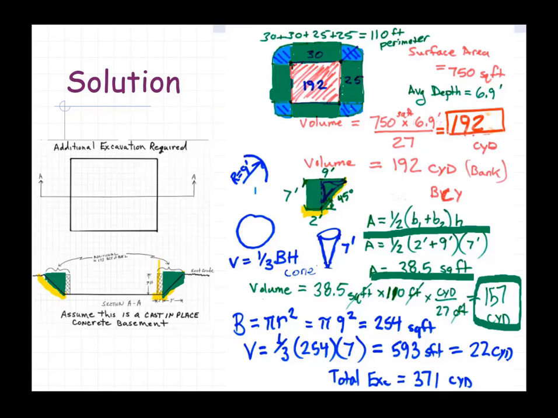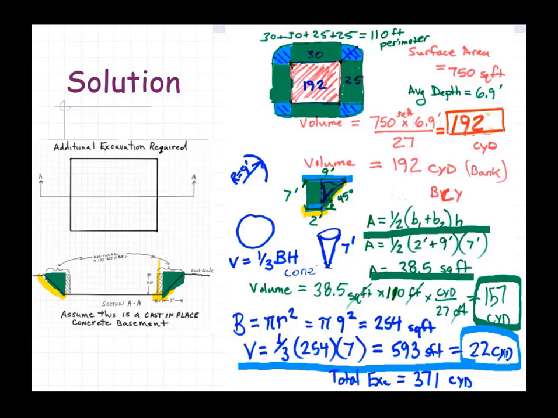So the corners we're going to treat like a conical shape, or a cone. The radius of this cone is 9 feet. That's the dimension that we're over-excavating, 2 feet plus another 7 feet per the depth gives us a 9-foot radius. The base is equal to pi r squared. So the volume is 1/3 of the base times the height. So I get a volume in that cone of 22 cubic yards.